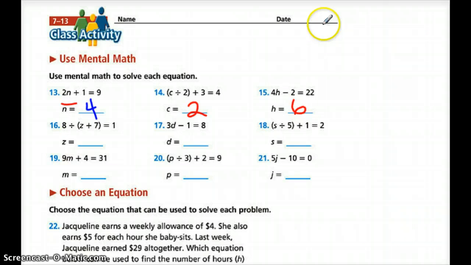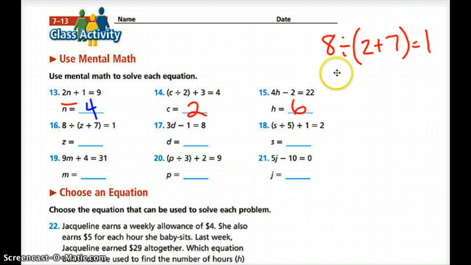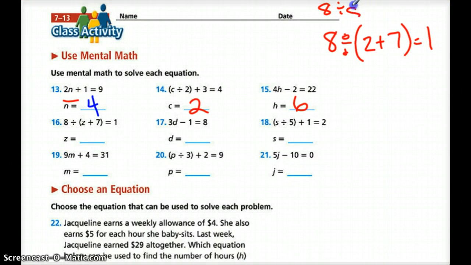Okay, let's keep going. Number 16, we have 8 divided by z plus 7 equals 1. Okay, so I have 8 divided by the quantity z plus 7. So 8 divided by something equals 1. Well, there's another way that we can solve these. So 8 divided by what equals 1? Well, I know that 8 divided by 8 equals 1. So how can I get this parentheses to equal 8? Well, I know that z would need to be a 1. So I know that z is going to equal 1 because 1 plus 7 is 8, and I know that 8 divided by 8 is equal to 1.